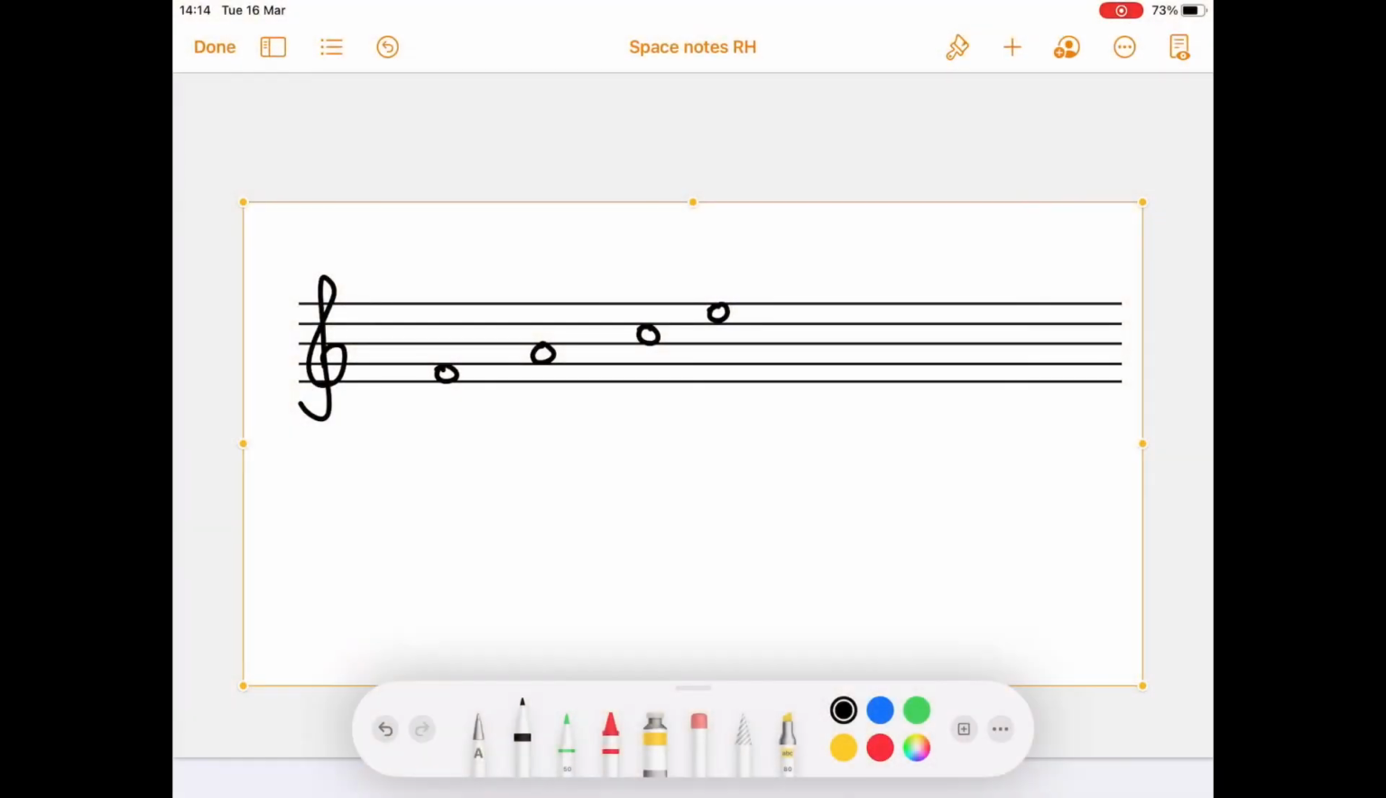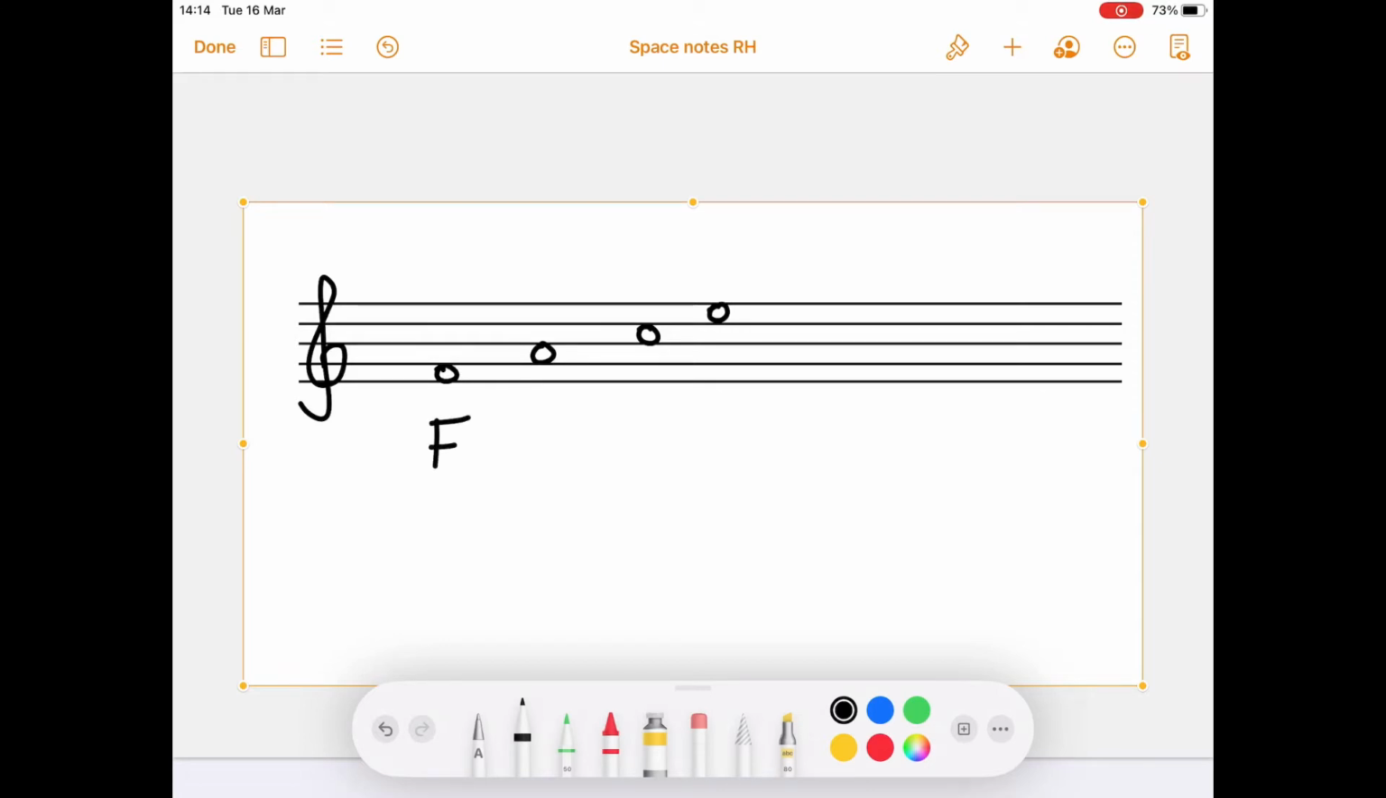Today we're going to look at how to read notes on the stave. Now we can have notes on the lines and in the spaces. And first we're going to look at the treble clef notes which come in the spaces. There are 4 spaces, so there are 4 space notes.